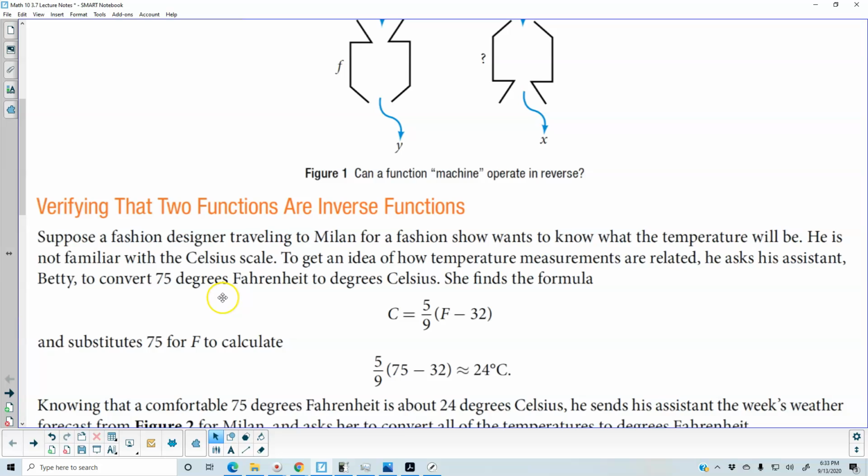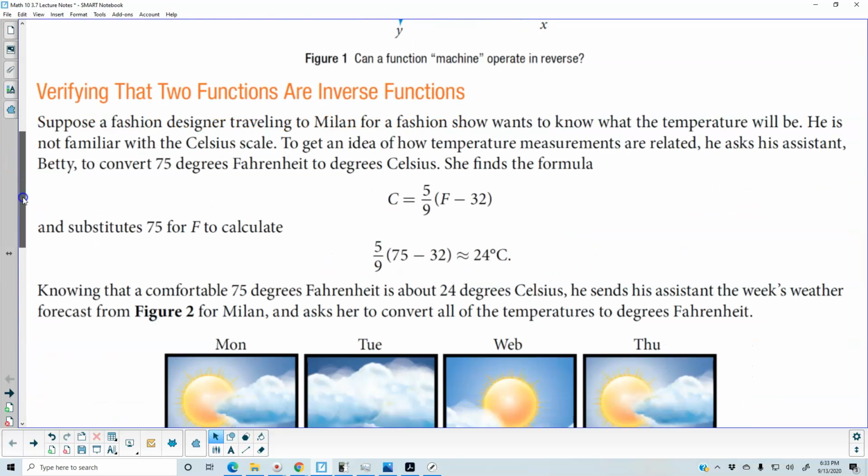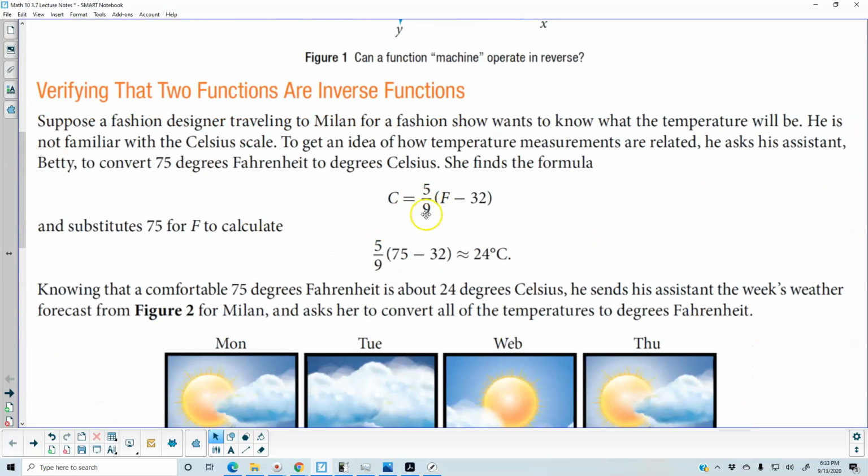Now, suppose a fashion designer traveling to Milan for a fashion show wants to know what the temperature will be. He is not familiar with the Celsius scale. To get an idea of how temperature measurements are related, he asks his assistant, Betty, to convert 75 degrees Fahrenheit to degrees Celsius. She finds the formula C = 5/9 (F − 32), and substitutes 75 for F to calculate. So we have 5/9 times (75 − 32), which gives us approximately 24 degrees Celsius.